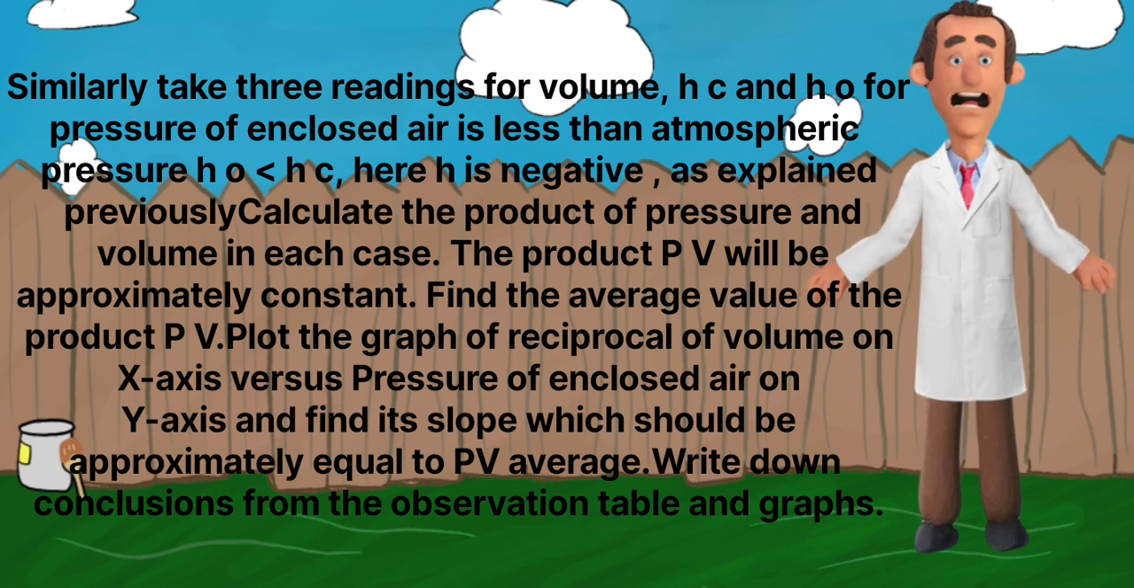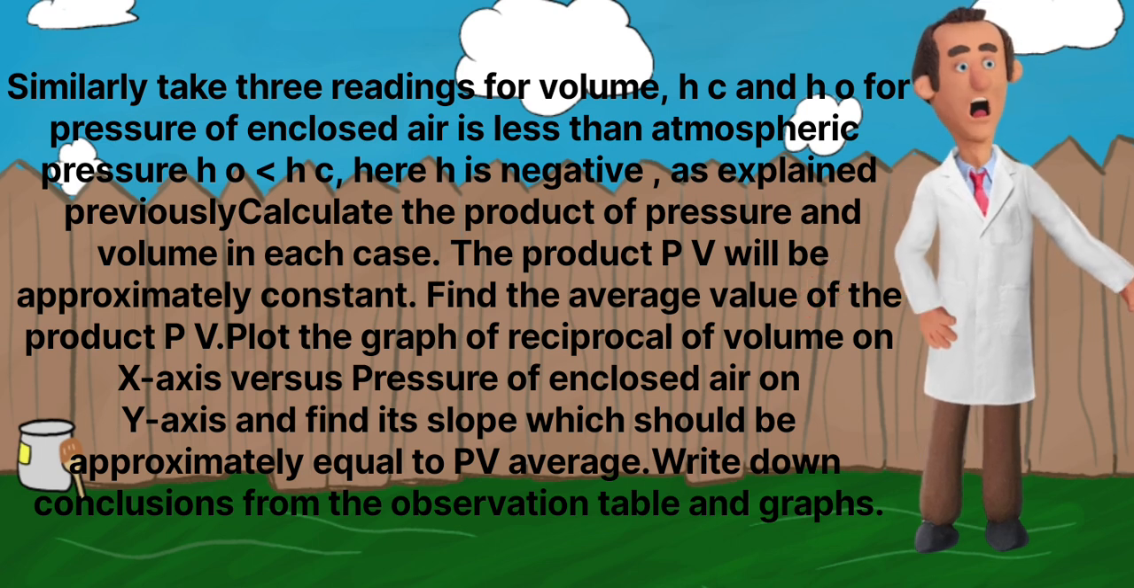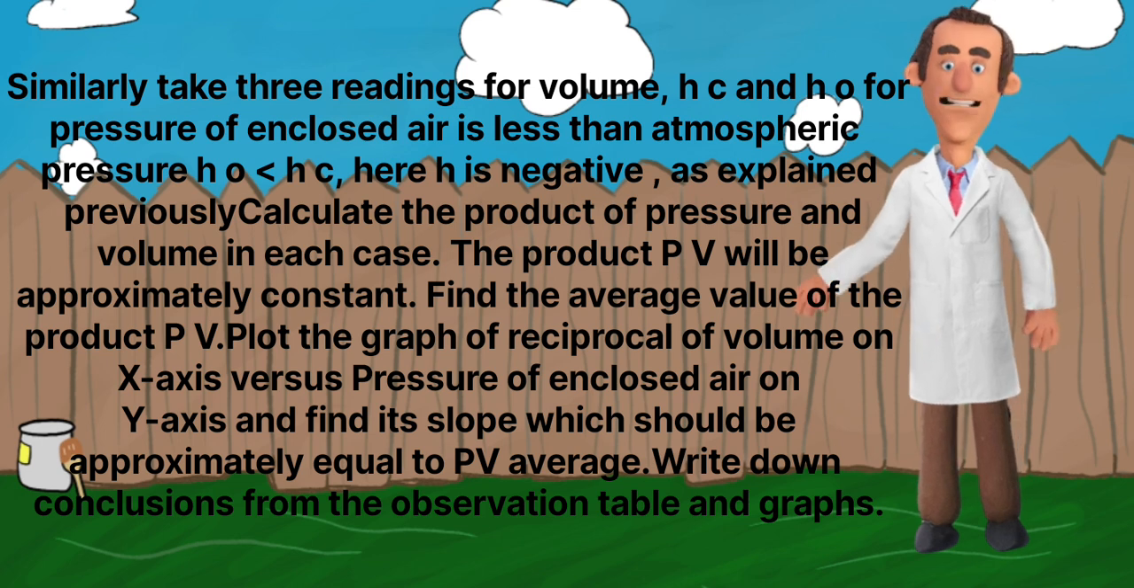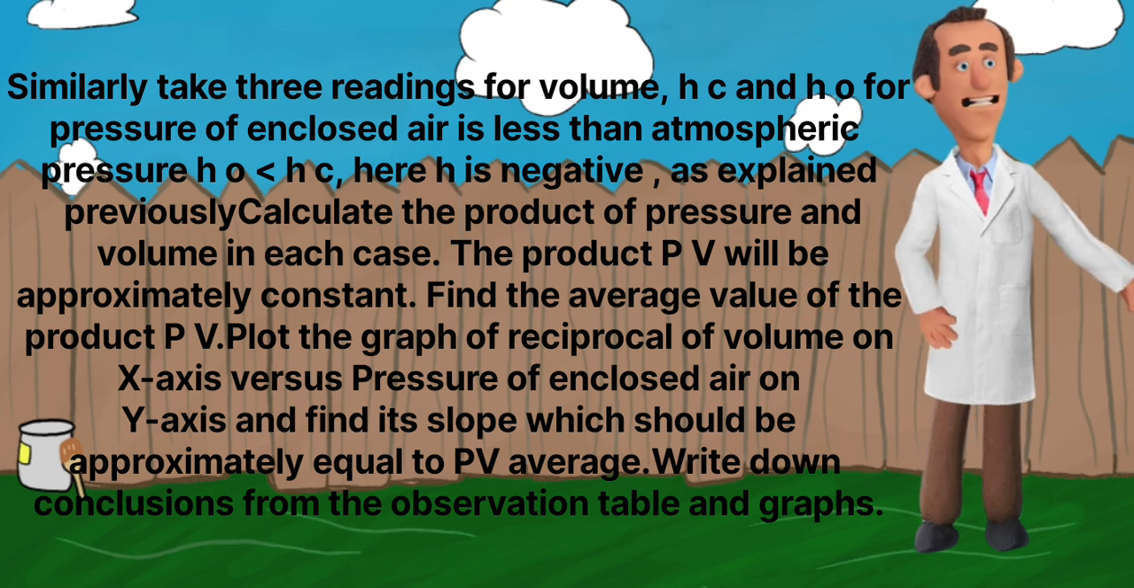Calculate the product of pressure and volume in each case. The product PV will be approximately constant. Find the average value of the product PV. Plot the graph of reciprocal of volume on x-axis versus pressure of enclosed air on y-axis and find its slope, which should be approximately equal to PV average. Write down conclusions from the observation table and graphs.